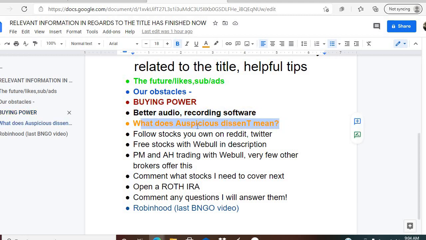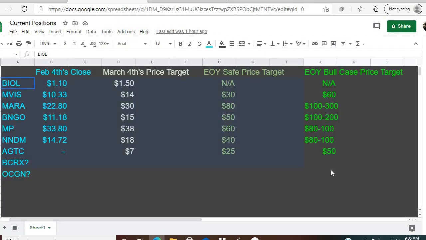What does auspicious dissent actually mean? Auspicious is basically a synonym for conducive. It means favorable to succeed, likely to succeed, likely to happen. And dissent is a differing opinion, a contrarian opinion. That opinion being: invest in high growth, very speculative stocks. These would be, especially BioLace, this is a penny stock, obviously. And even all of these stocks would be considered speculative by mainstream people. This would be considered speculative and risky and gambling.